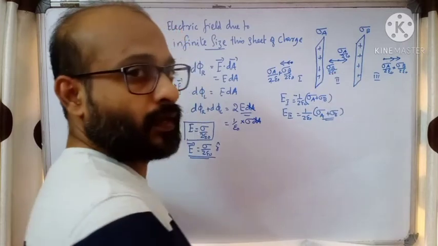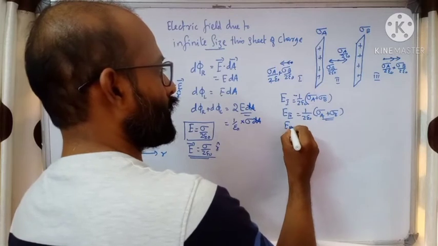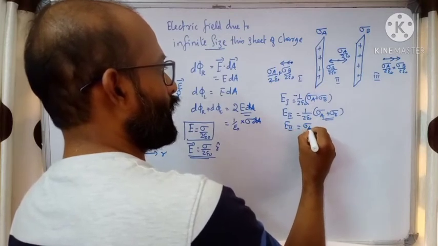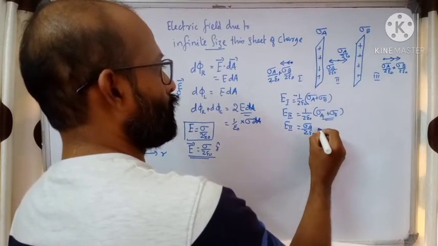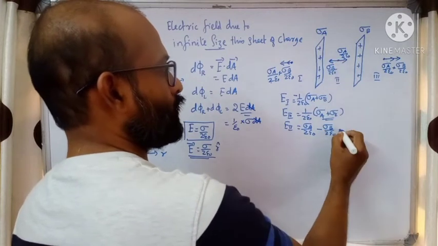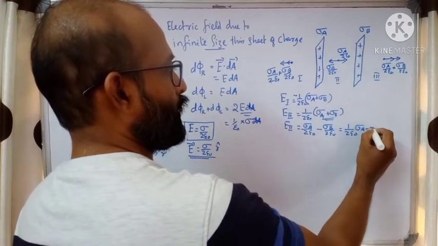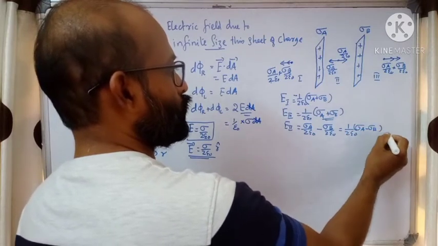What is a net field? We need to subtract because they are in opposite direction. What's the net field in second region? It is sigma A by 2 epsilon 0 minus sigma B by 2 epsilon 0. Because they are in opposite direction, we will get 1 by 2 epsilon 0 times (sigma A minus sigma B). This is the situation.